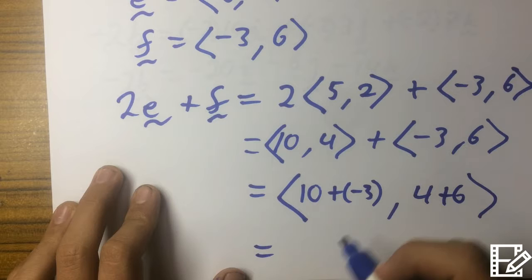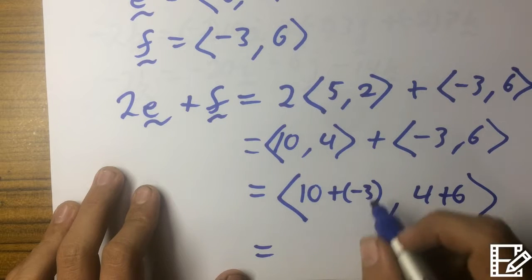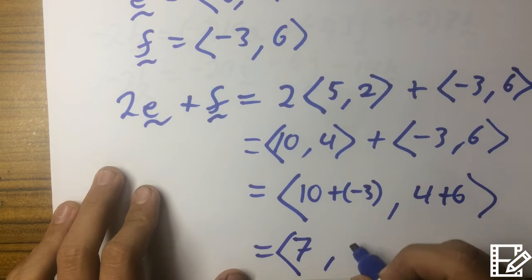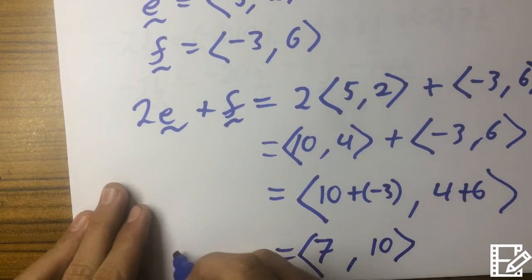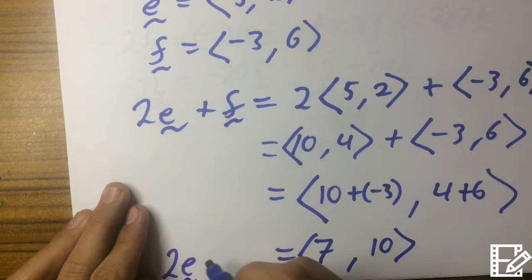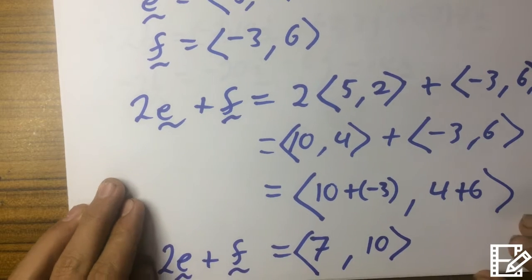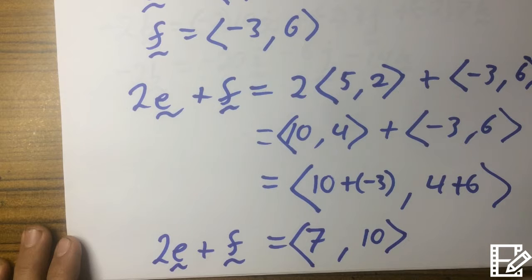We add that together: 10 plus -3 is equal to 7. 4 plus 6 is equal to 10, and that is 2e plus f. So that's going 7 in the positive i direction and 10 in the positive j direction.